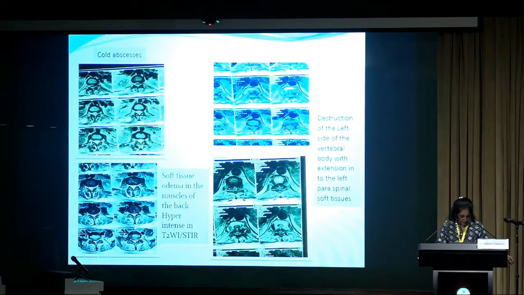As you can see, there was enhancement of the soft tissues of the back, and there is a left-sided paraspinal soft tissue mass. So really, though we thought it was metastasis, this was really TB in this patient with HCC.